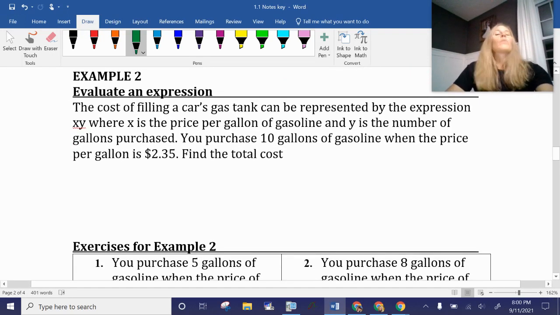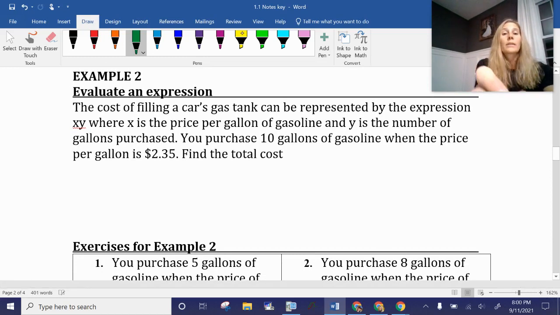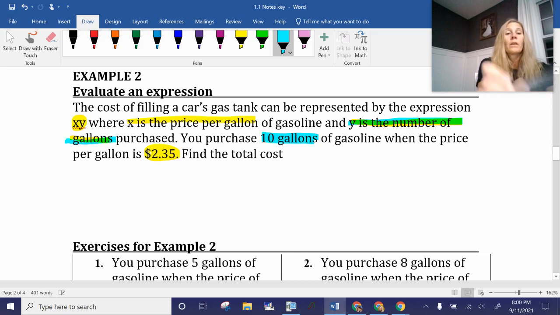So let's take a look at this word problem here. The cost of filling a car's gas tank can be represented by the expression xy, or x times y, where x is the price per gallon of gas and y is the number of gallons purchased. So we're going to take those two things and just multiply them together. So the price per gallon is $2.35, and then we know that the number of gallons purchased is 10. So we're going to multiply those two things together.